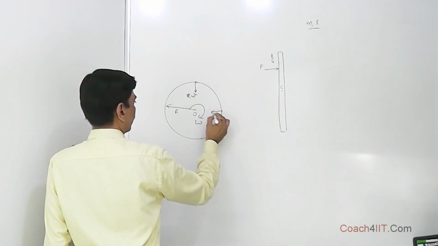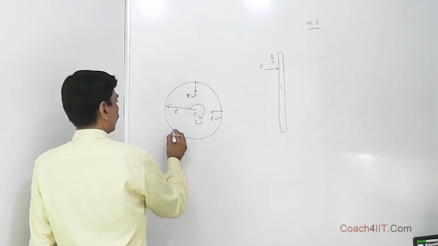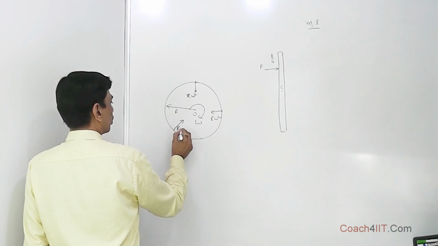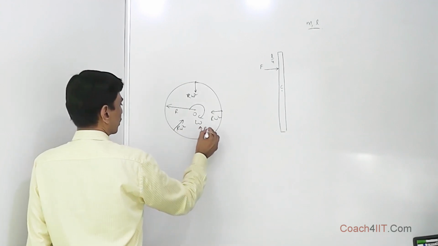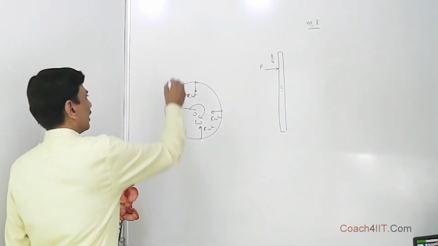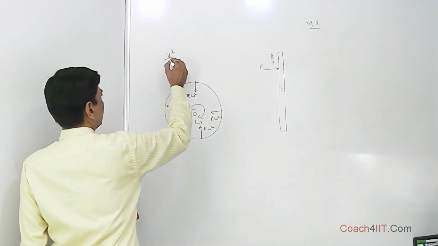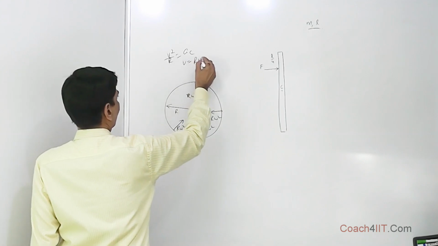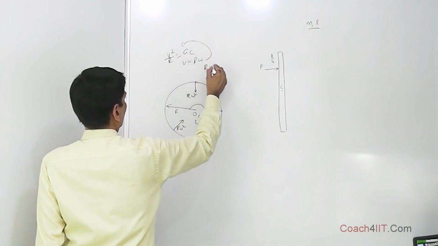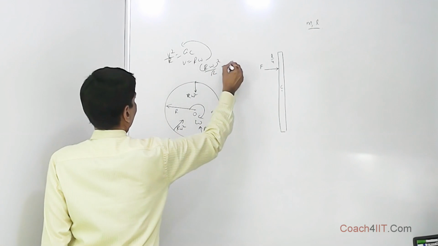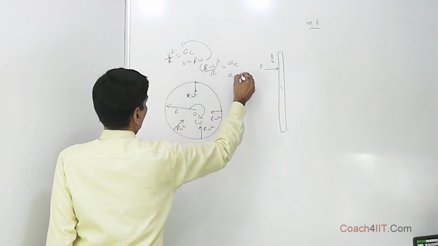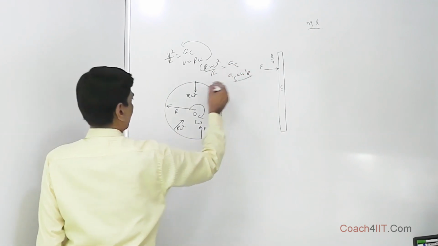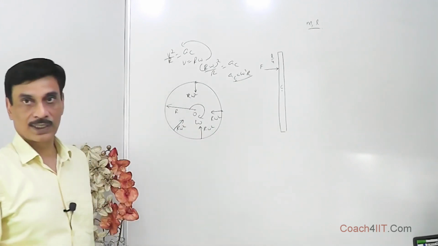Centripetal acceleration is r omega square towards the center for each of these points. We had done this in circular motion also: v square upon r is the centripetal acceleration, and v is equal to r omega. When we put that in, it comes out to be r omega whole square by r, so the centripetal acceleration comes out to be omega square into r towards the center.